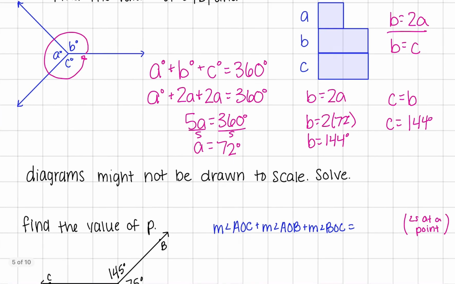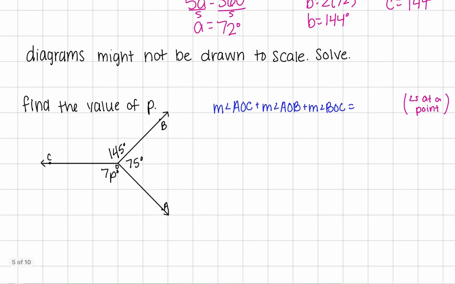We are going to apply what we learned. So, diagrams may not be drawn to scale, which is why we have to only take what we are given. So, looking at this, you are going to solve, apply what you knew. We're going to try to find the value of P. We know that COB is 145 degrees. We know that BOA is 75 degrees. And we know that COA is 7P degrees. Now, what do you know about angle AOC, AOB, and BOC? They should add up to equal, if they are angles at a point, 360 degrees. Pause this video, substitute in, and come back and check your work.